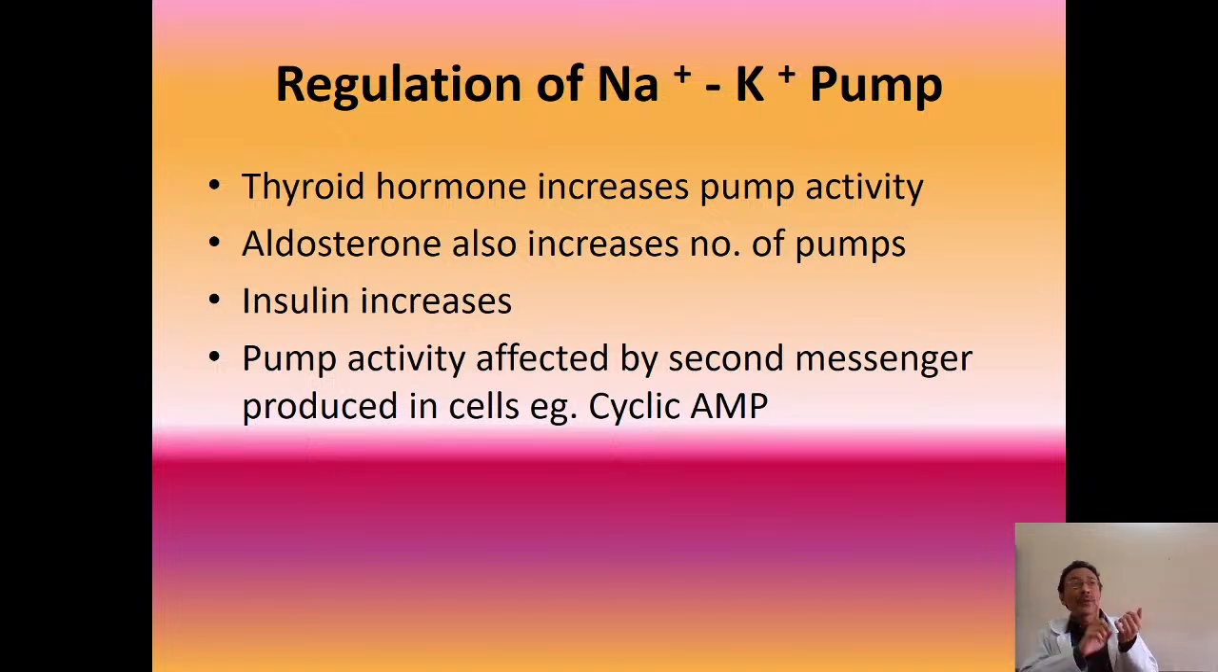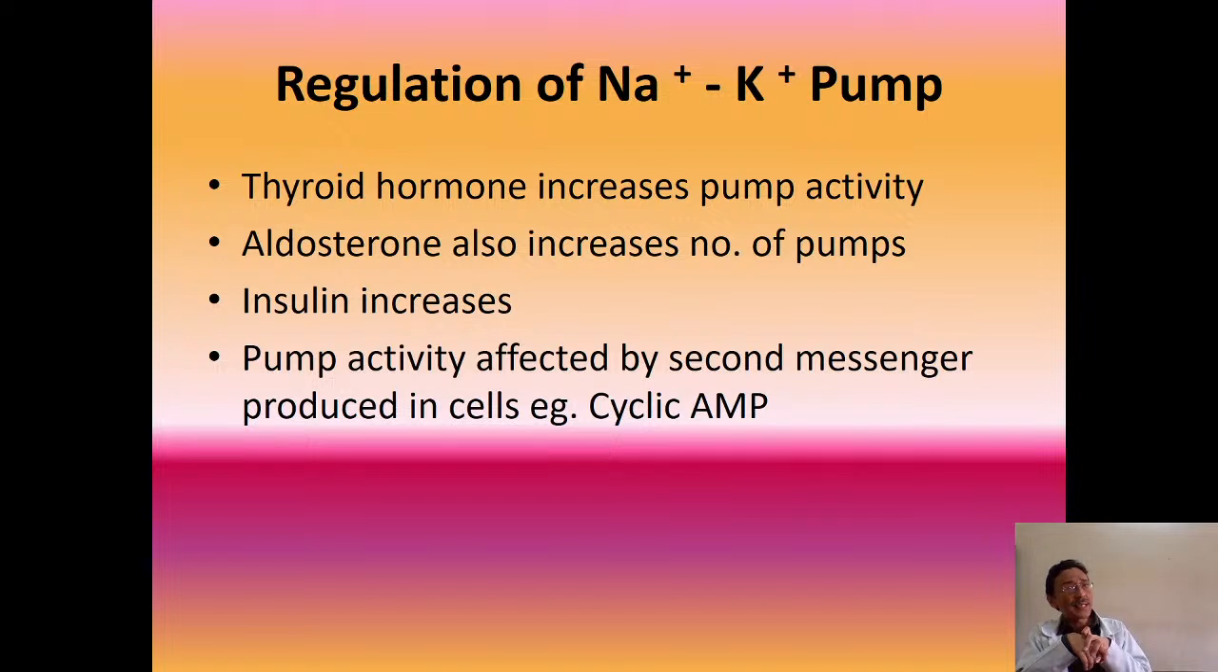Hypothermia. Whenever the body temperature falls below normal, the activity of the sodium potassium pump is decreased. That is hypothermia. Then hypoxia. Whenever there is a decrease in the oxygen concentration of the atmosphere, or when you are not able to breathe properly, resulting in less oxygen entering the body, that condition is called hypoxia. Even in hypoxia, you will find that the sodium potassium activity is decreased. It does not function normally.